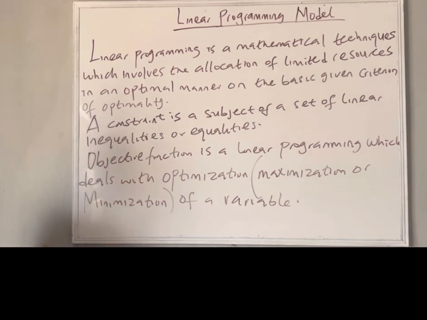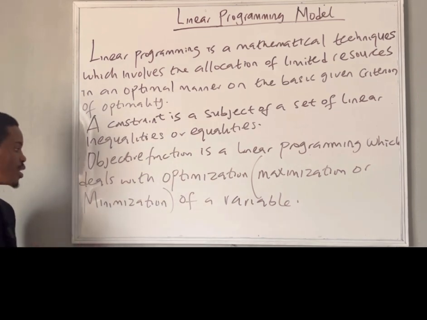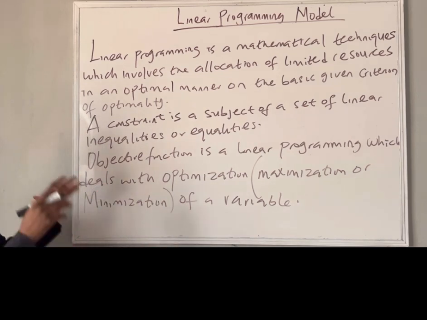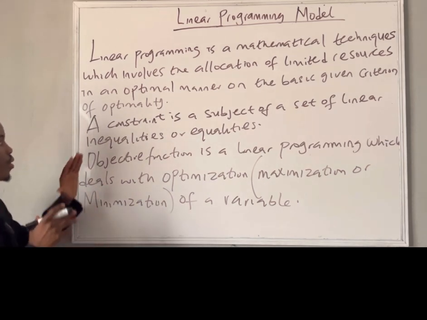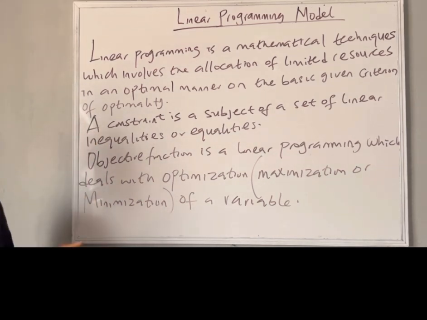Whenever we see a question that deals with cost of production, cost of material, cost of numbers, it means we are minimizing it. That's what we have: minimization of a variable. So these are the basic terms of linear programming problem.